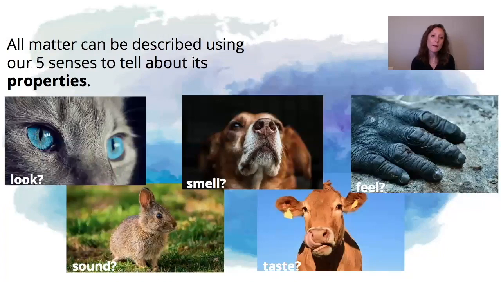When we talk about matter, we can describe its properties. The properties just tell about matter. So we talk about how it looks. We talk about how it smells. We talk about how it feels or sounds or tastes. So we're using our 5 senses. And I know you've learned about 5 senses in kindergarten.